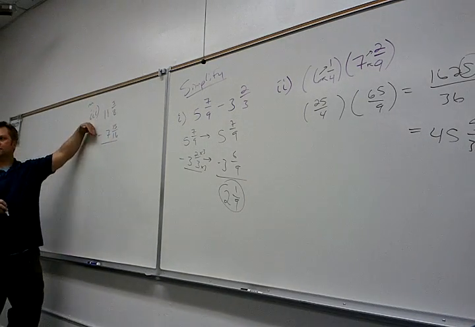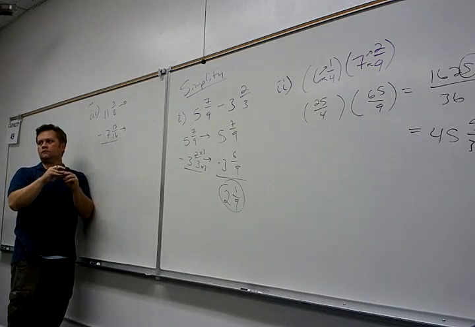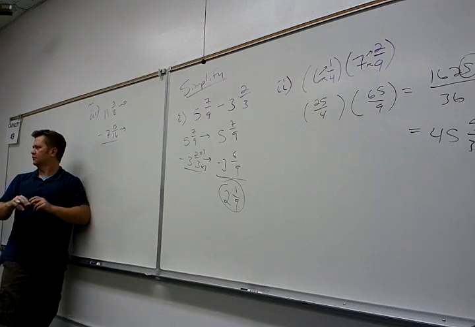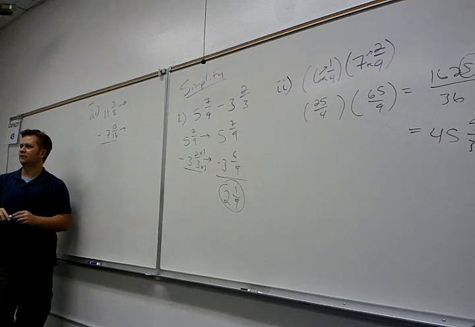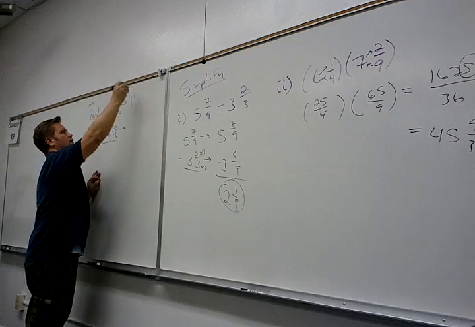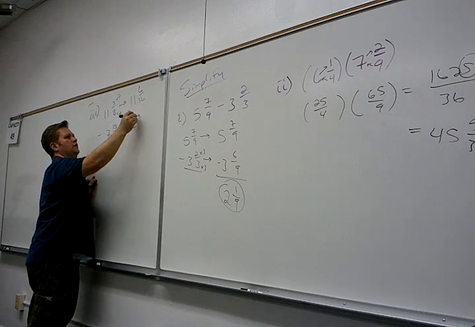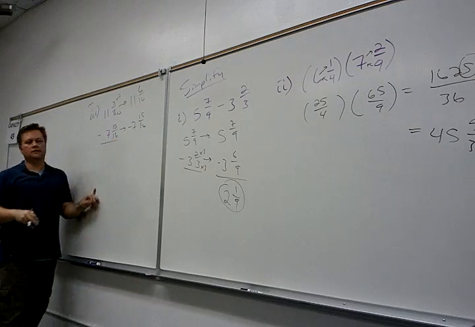So what about this guy? First step is pretty easy. What's the first step? Times 2. Yeah, so multiply by 2. 11 and 6 sixteenths minus 7 and 15 sixteenths.